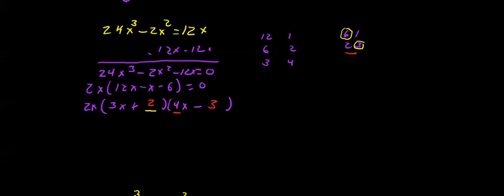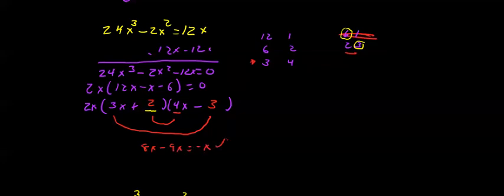I also can't use the 6 anywhere. I can't use the 6 here because there's a factor of 3. I can't use the 6 here because there's a factor of 2. The only choice I have, using 3 and 4, is this. Well, now let's do a double smiley face. 2 times 4 is 8. 3 times negative 3 is negative 9. 8x minus 9x equals negative x. I'm good to go.